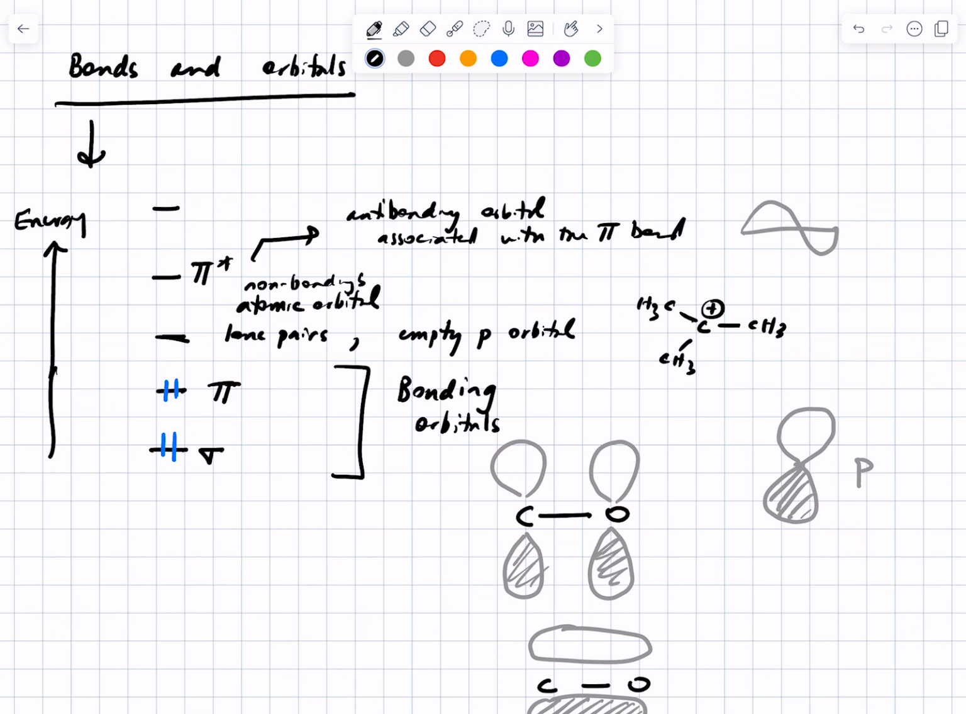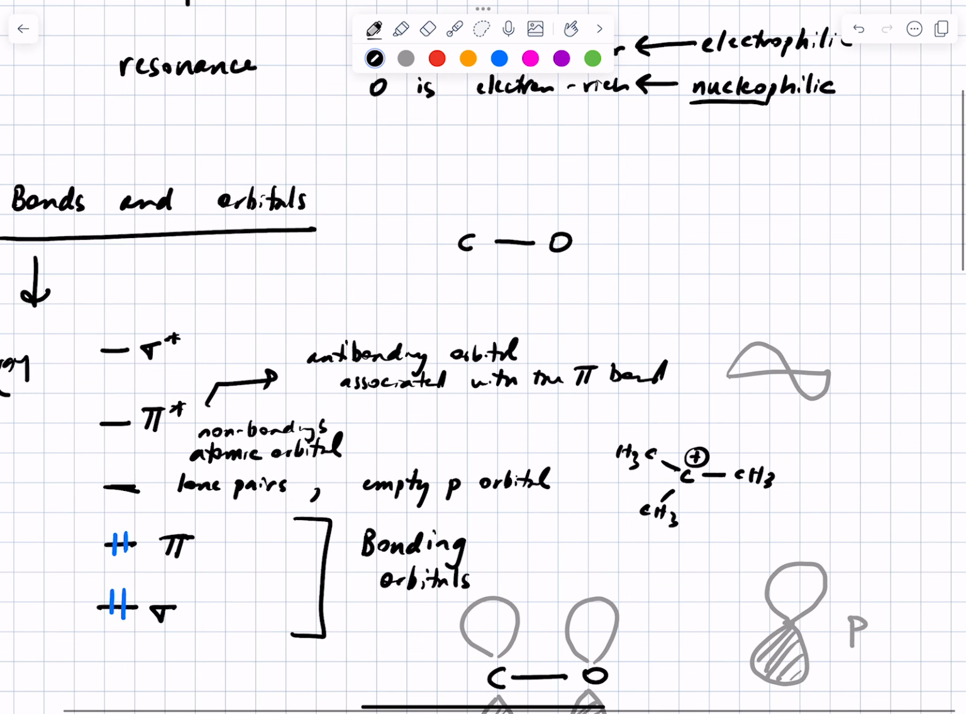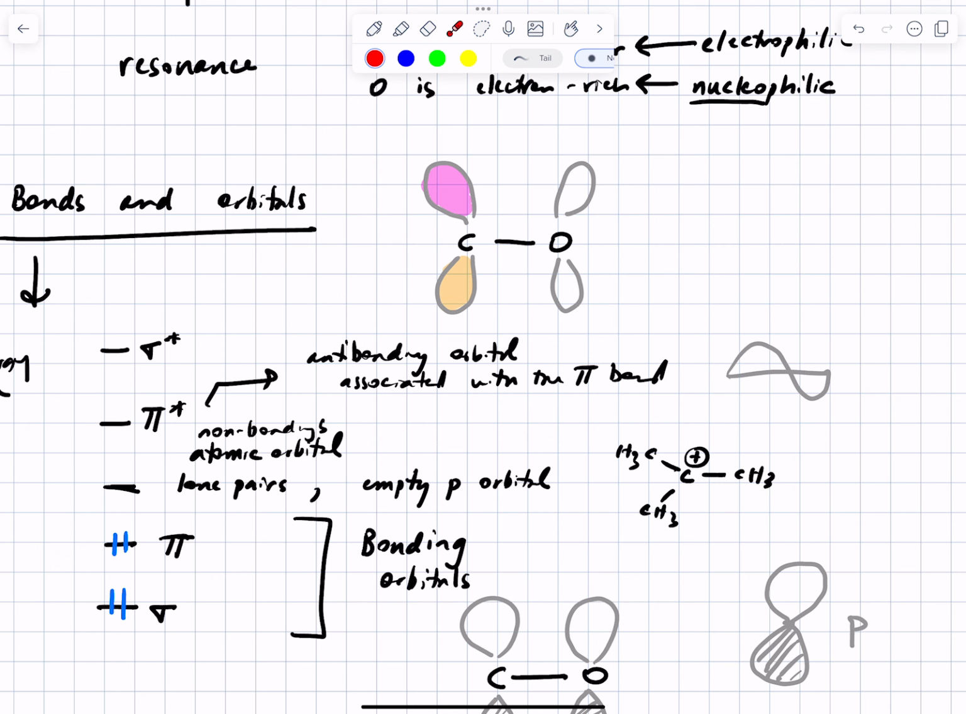And there should also be sigma star antibonding orbitals associated with each sigma bond in a molecule. But importantly, notice that the pi star is lower in energy than the sigma star. If I were to draw for you what the pi star antibonding orbital looked like, all you would do is draw the carbon and the oxygen of the carbonyl molecule. You draw a p orbital on one of the carbon, a p orbital on the oxygen, and then you would use color or shading to indicate opposite wave function sign on one side.